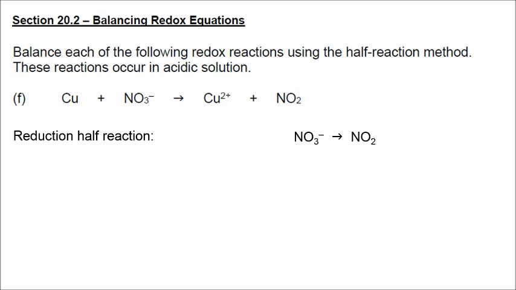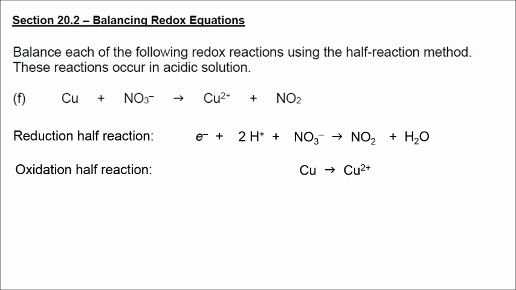Nitrogen is already balanced. So as far as oxygen atoms, we do have to get another oxygen atom on the right. So we'll add one water molecule on the right. Now we'll add 2 H plus ions on the left. The total charge on the right is 0. The total charge on the left is +1, so we have to add 1 electron to take care of the charge. On to the oxidation half reaction. So copper is going from 0 to +2.